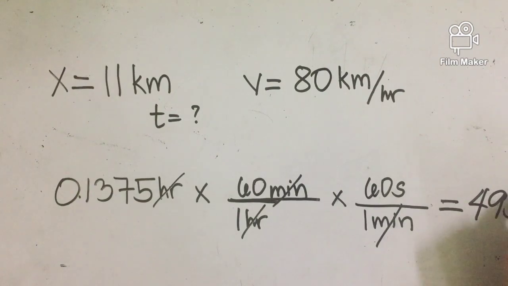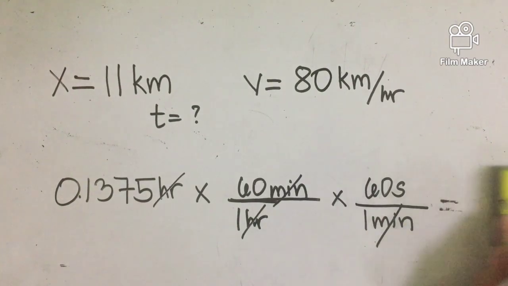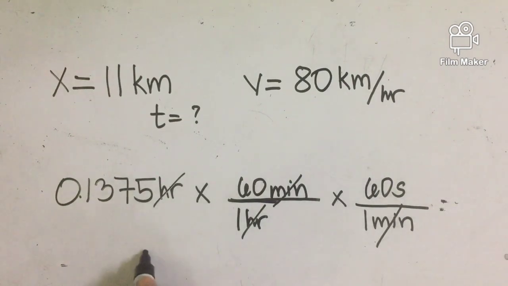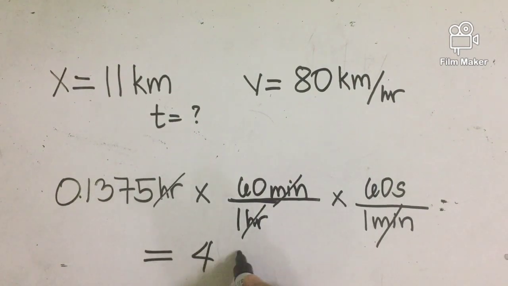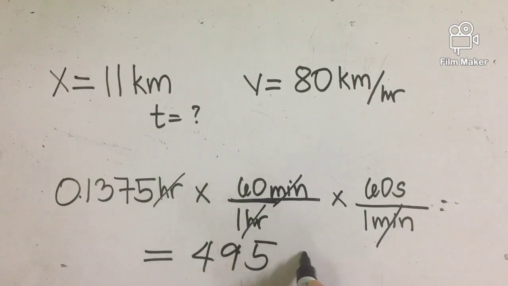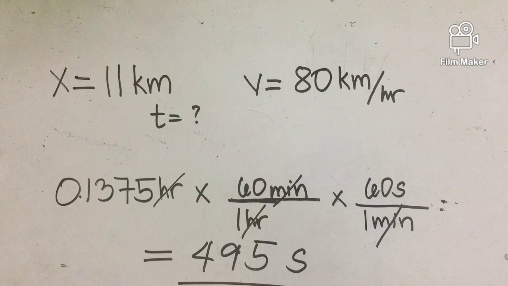495 seconds. That is the total time traveled by the car if the car is traveling uninterrupted in a straight highway, or moving in a straight line uninterrupted.